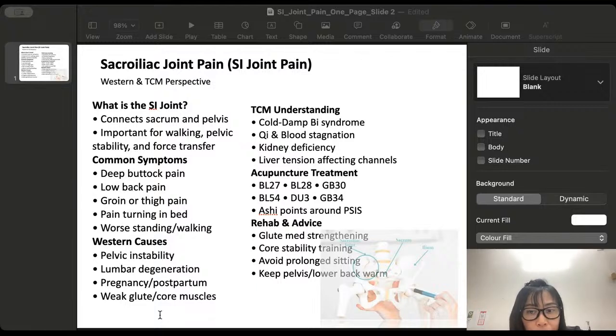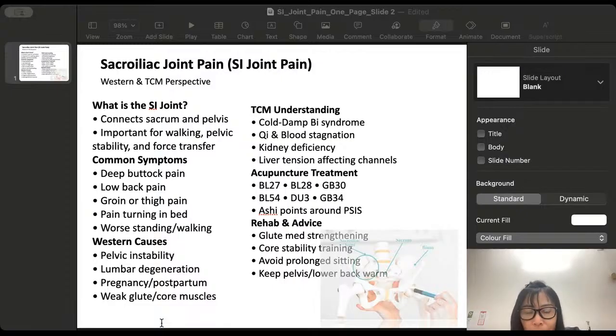But the images sometimes do show SI arthropathy, inflammation, sclerosis, and subchondral changes. But again, not always.